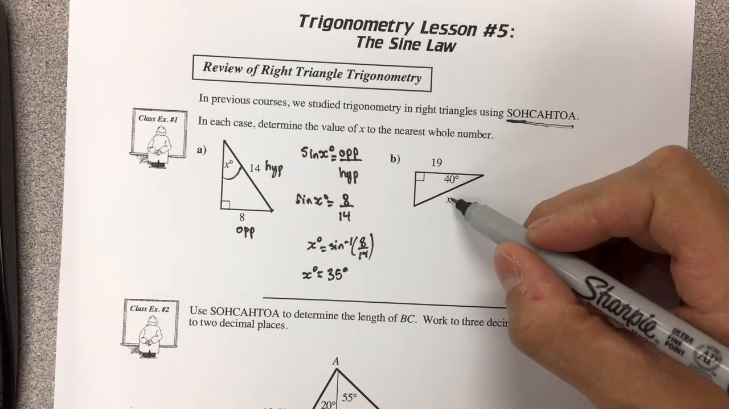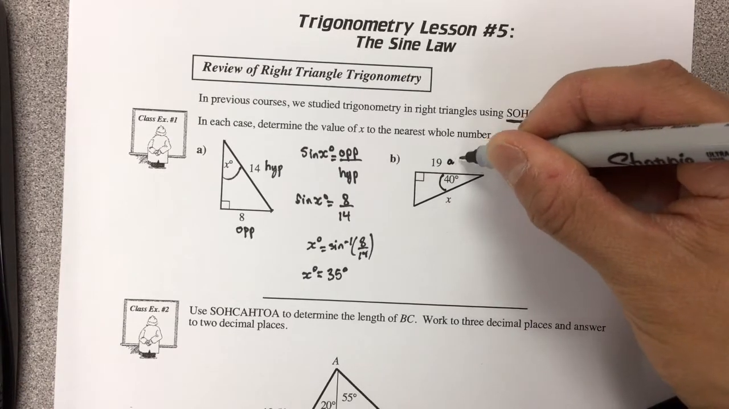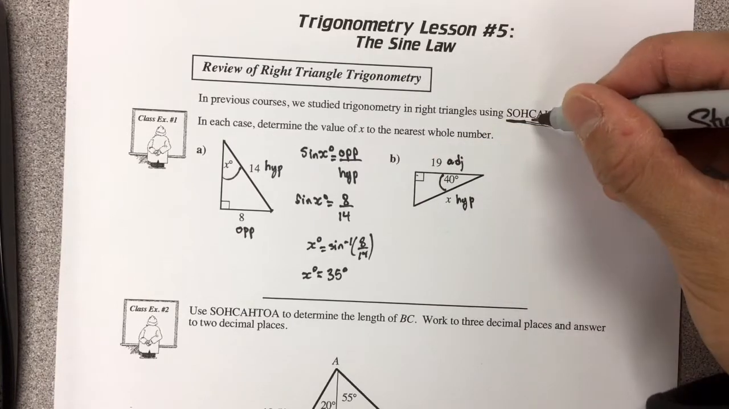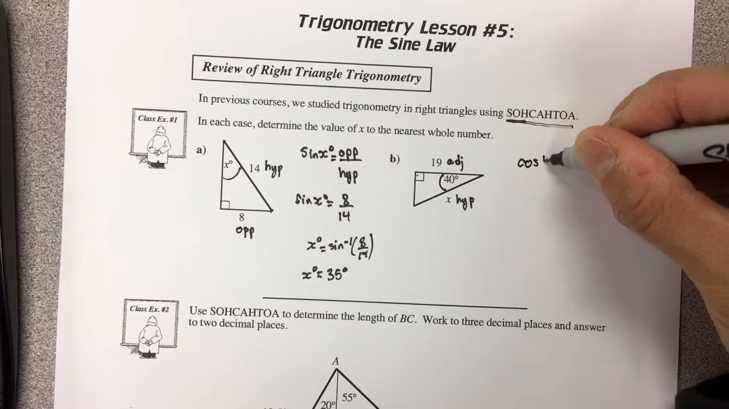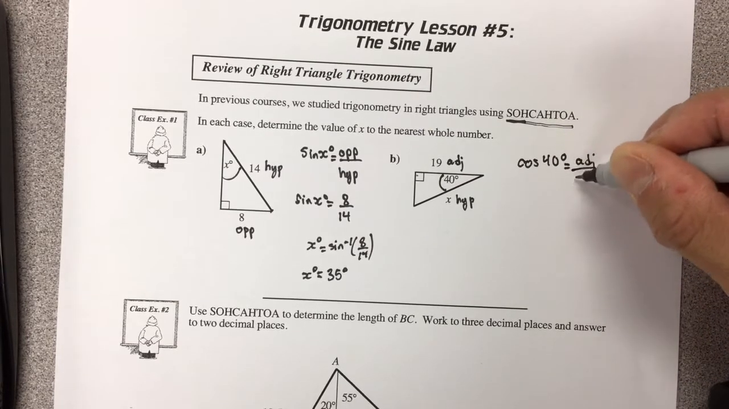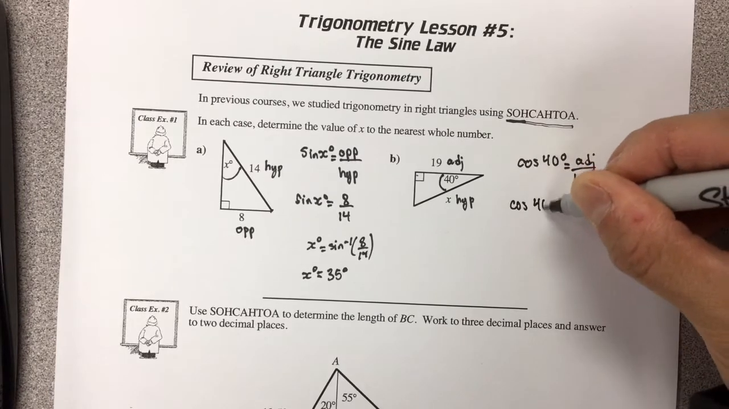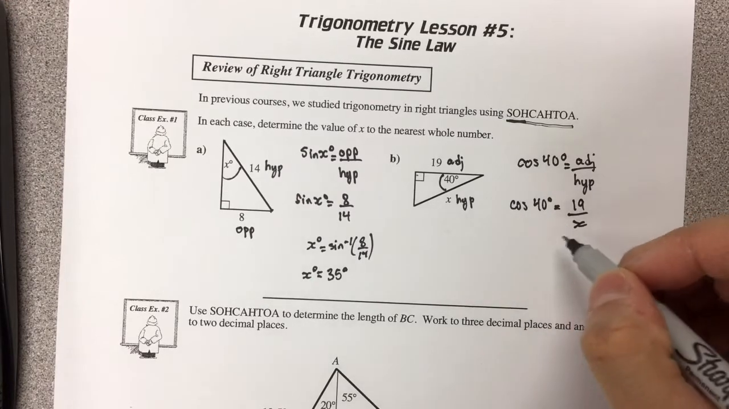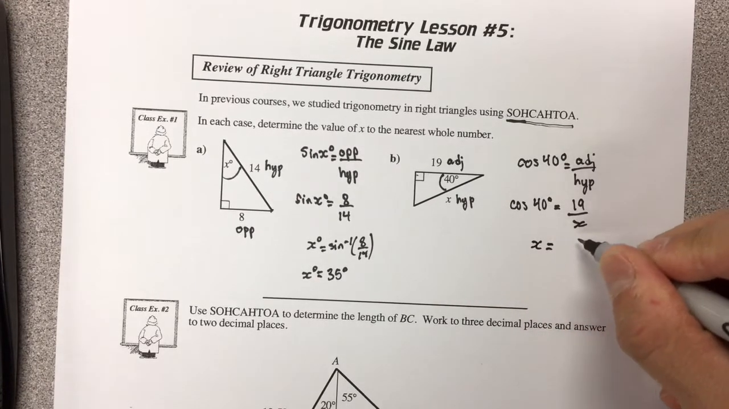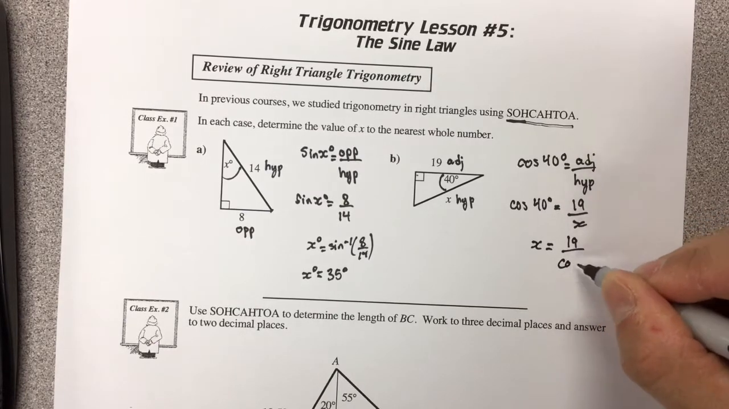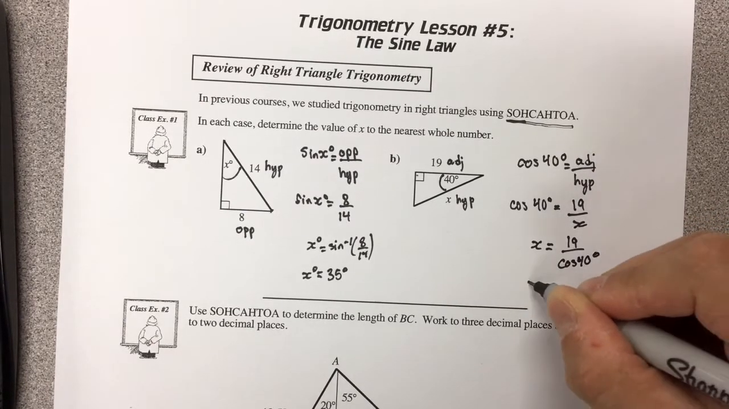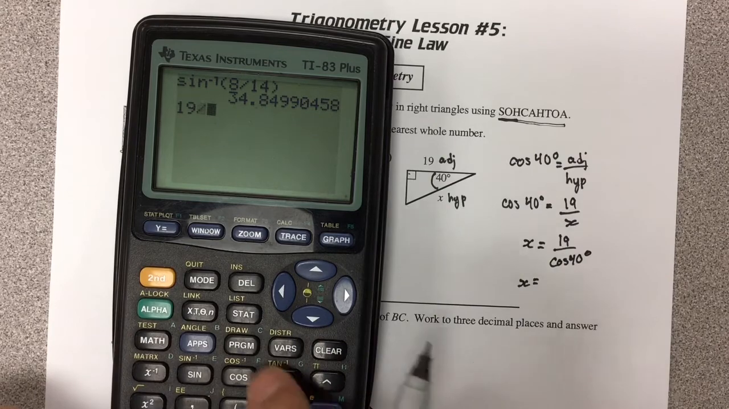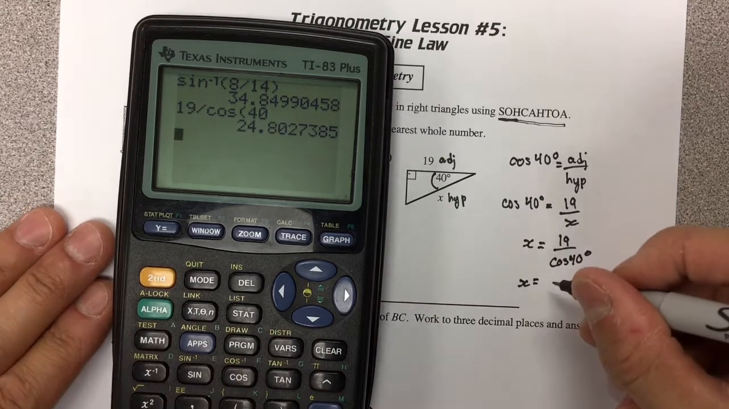Next we have a side that I'm looking for, and I have my angle and I have my adjacent side to my angle, as well as my hypotenuse right here. So adjacent and hypotenuse, we're going to be using cosine. So cosine of 40 degrees is equal to my adjacent side divided by my hypotenuse, or cosine 40 degrees is equal to 19 divided by x. I can cross multiply my cosine 40 and my x, which means x is equal to 19 divided by cosine 40 degrees. And my value of x to the nearest whole number, 19 divided by cosine 40, is equal to 25.